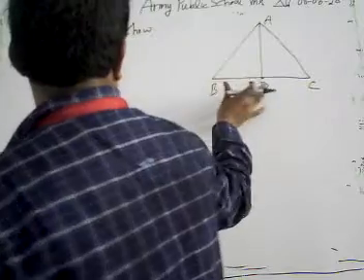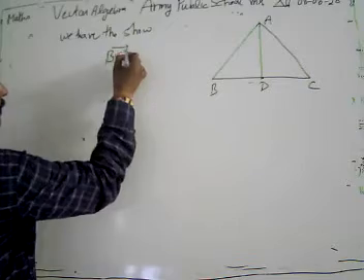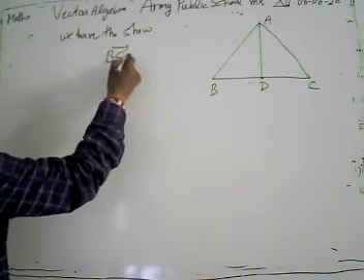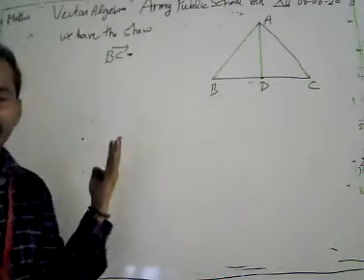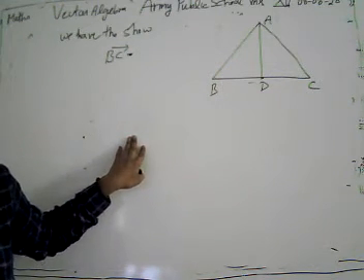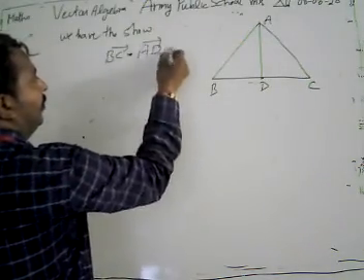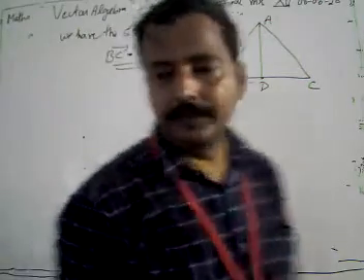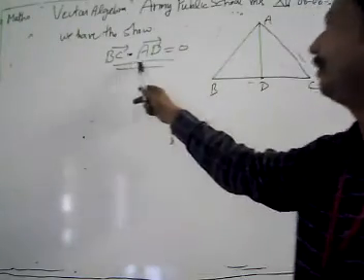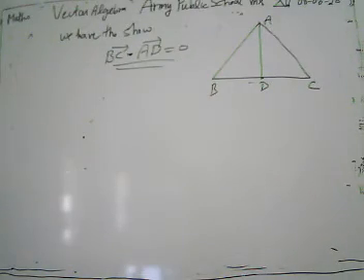To prove this by the vector method, we have to show that this is our base, vector BC, is perpendicular. In terms of vectors, when two vectors are perpendicular, their dot product is equal to 0. So vector BC dot vector AD equals 0. If we are able to show that the dot product of vector BC and vector AD is 0, then we have proved that the median to the base of an isosceles triangle is perpendicular to the base.